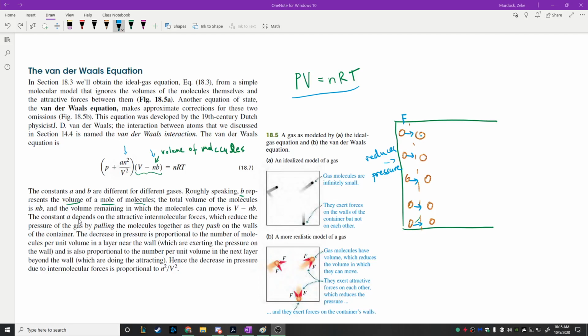I think it has to be related to the electric force, and it's probably related to the fact that these molecules are neutral in general, but I think that they can still interact.